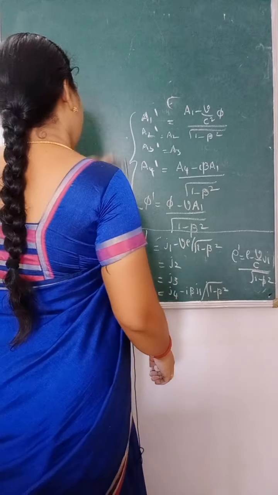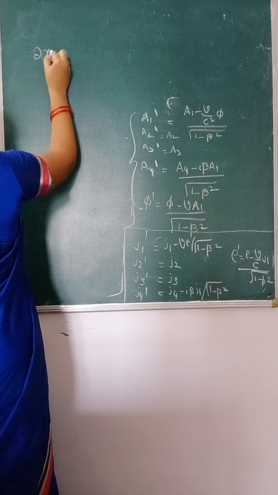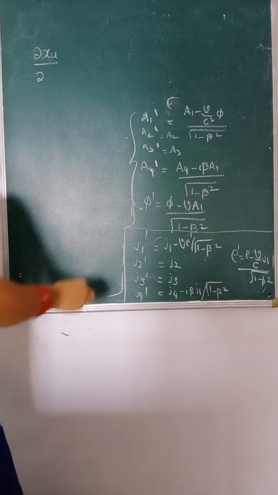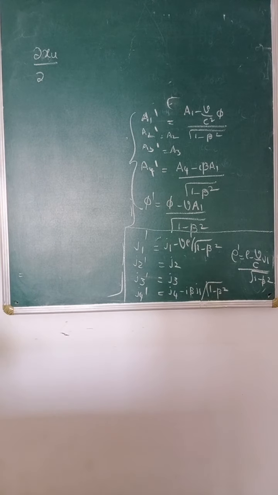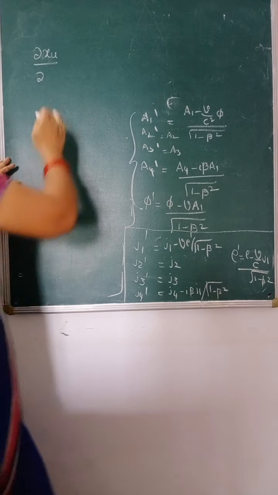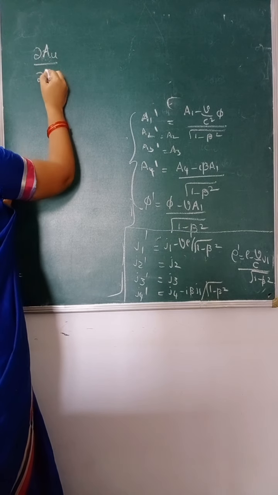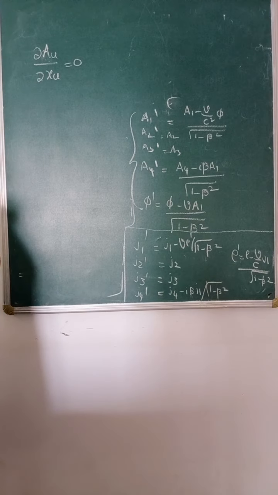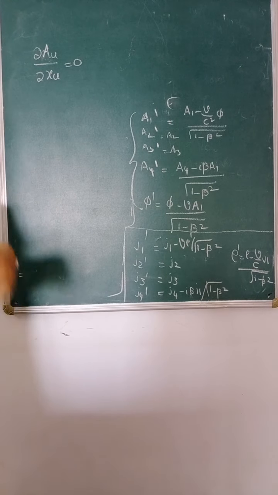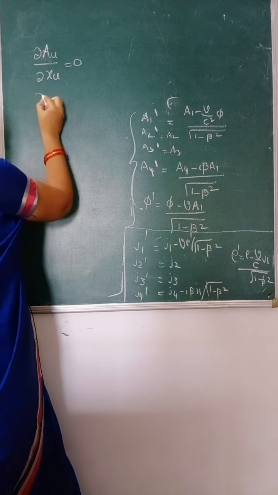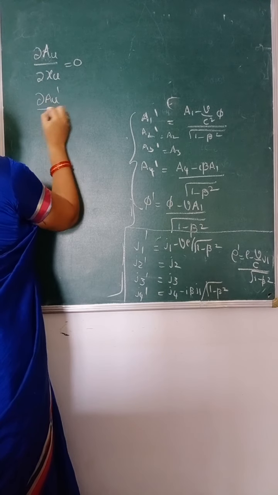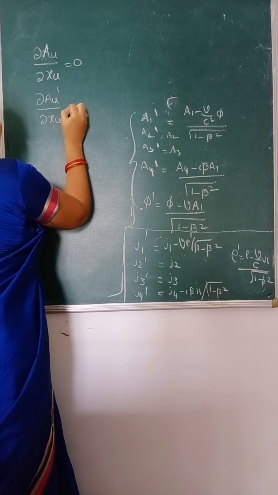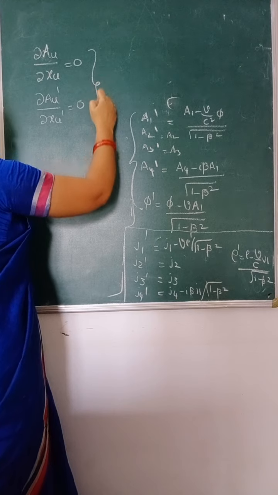By satisfying the Lorentz condition. What is the Lorentz condition? In four-vector form, dou of AU by dou XU is equal to 0. That is dou A1 by dou X1 plus dou A2 by dou X2 plus dou A3 by dou X3 plus dou A4 by dou X4 is equal to 0. Similarly, we should prove that dou AU dash by dou XU dash is also 0. Then these two are invariant.